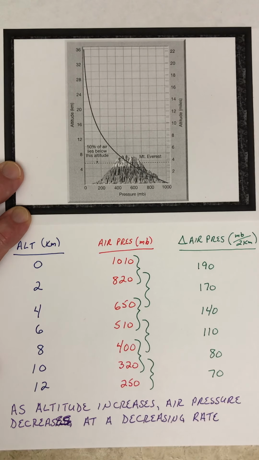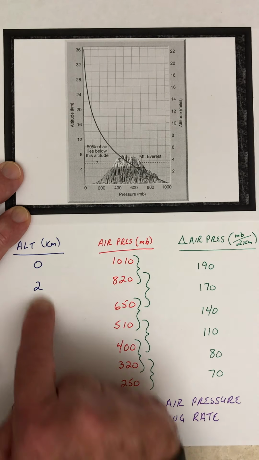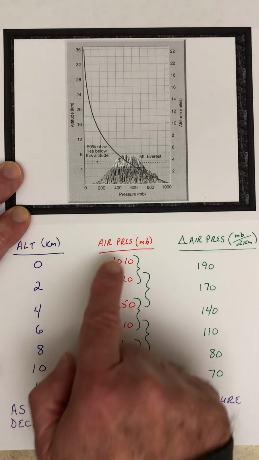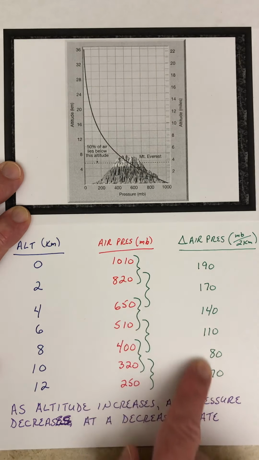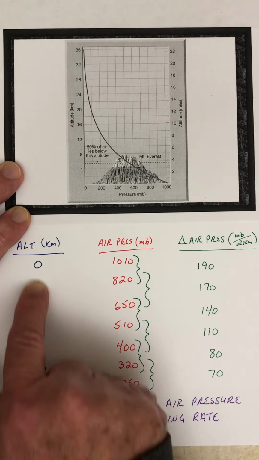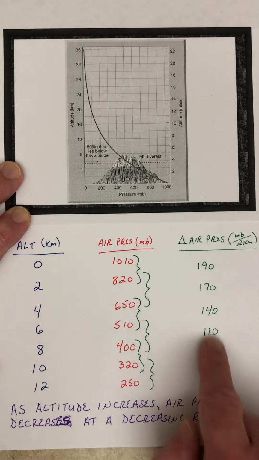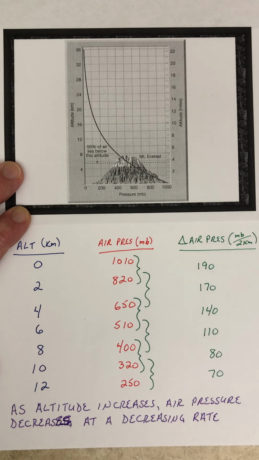So you have to think both ways here. You just can't memorize this in one direction. I'd rather that you understand it, so that you can understand what happens as you go up and as you go down. As you go up, pressure decreases at a decreasing rate. As something starts up in the atmosphere and comes back to the surface, the pressure increases at an increasing rate. Okay, so that's what you need to get out of this figure.